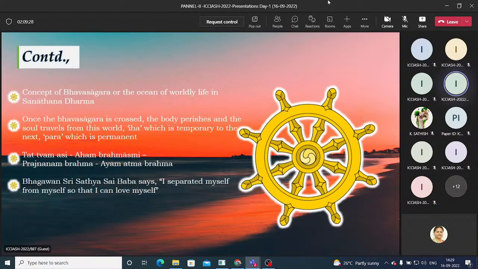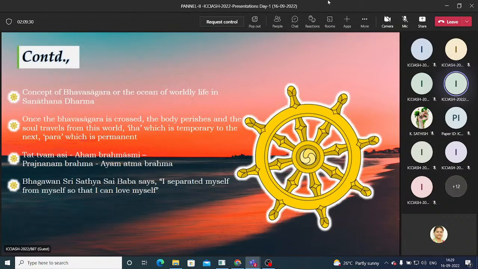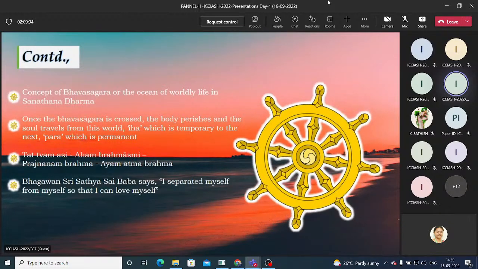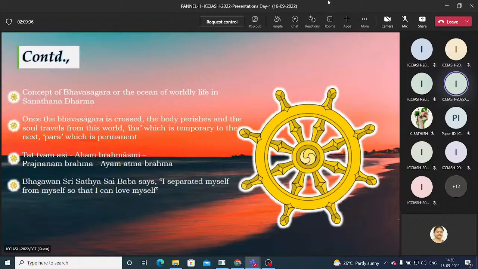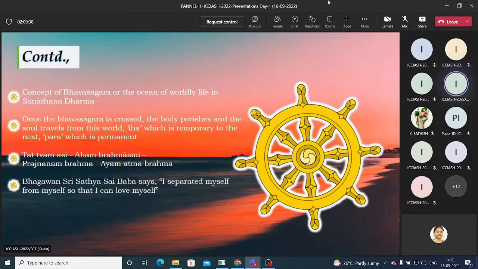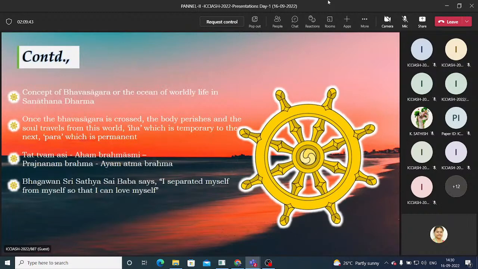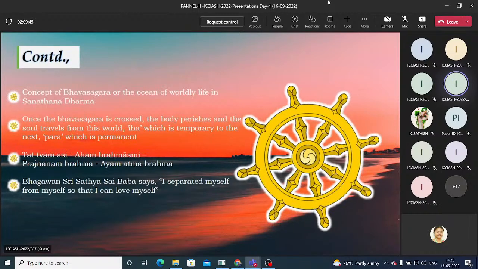There is the concept of Bhavasagara, or the ocean of worldly life, in Sanatana Dharma. According to this, in order to cross the Bhavasagara, one needs a master alongside to help row through the sea, a master who has crossed the sea himself and can guide his disciple in the right direction.